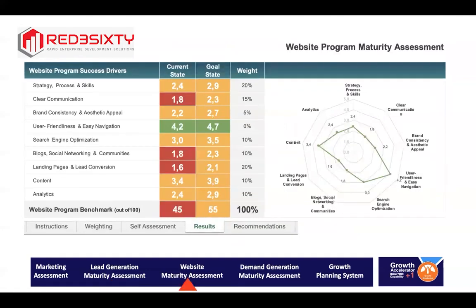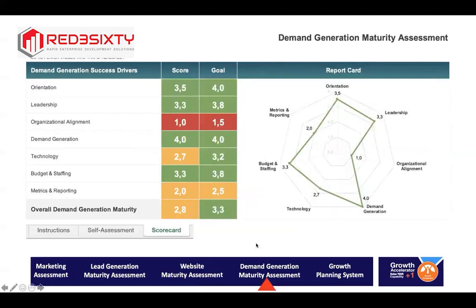The website maturity assessment, the website being the key tool when it comes to lead generation. It makes sure that there is an overall strategy, process, and skills aligned, clear communication through the website, tying in search engine optimization, blogs, landing pages, and content. Again, it's a very comprehensive analysis done through self-analysis, and it also provides recommendations.